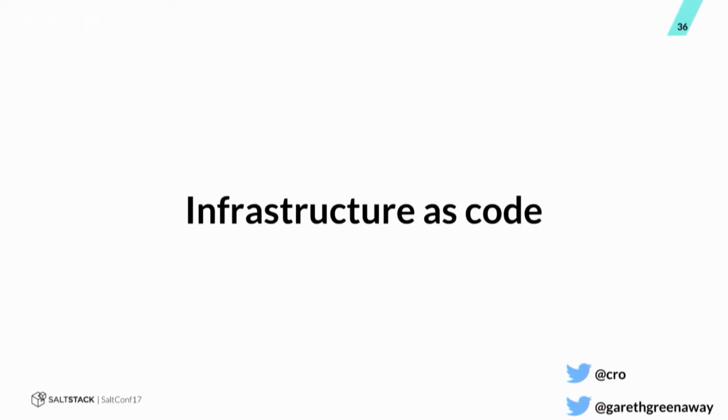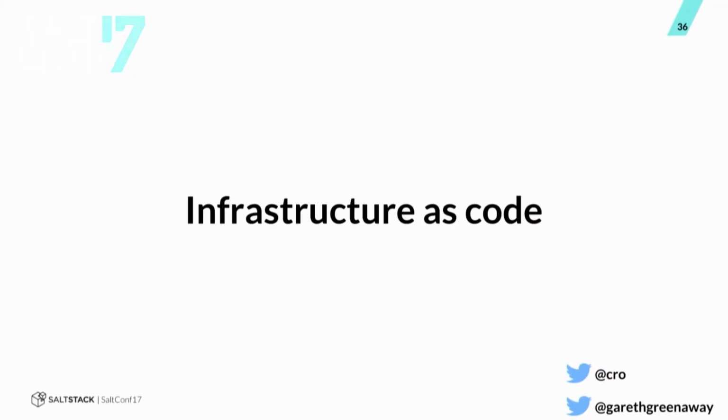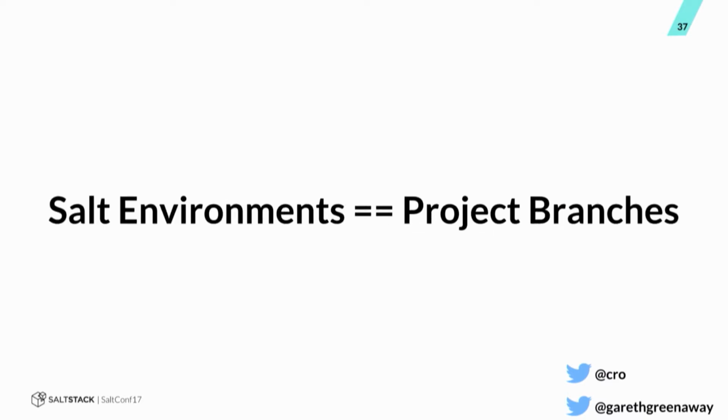Treating your infrastructure as code allows you to do what you do with your product code. If someone decides to develop a feature, they're going to create a branch, work on that code, commit the branch, and at some point it's going to get merged into either the master or the release branch or whatever, and you're able to do checks and balances on that branch and that code. We can do the same thing with our infrastructure, with our salt states. So we can treat our salt environments as those project branches.